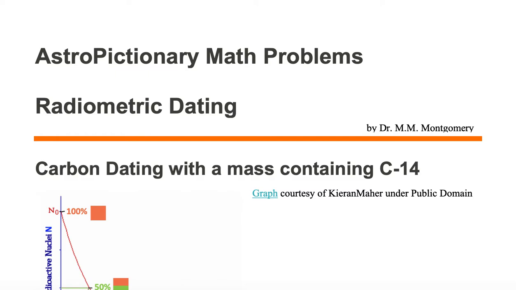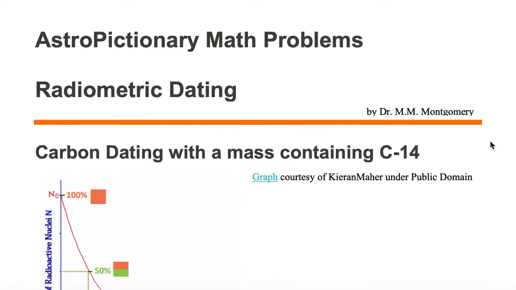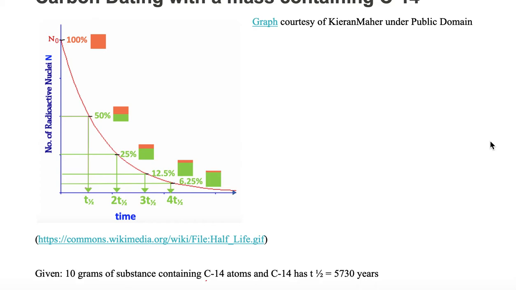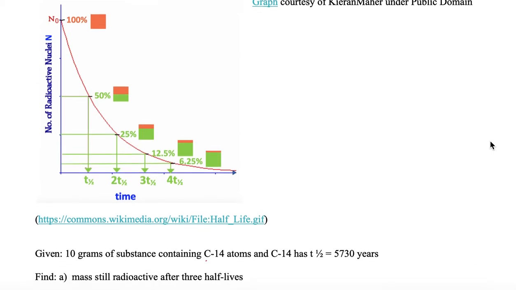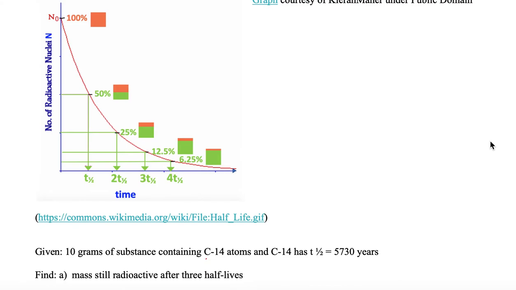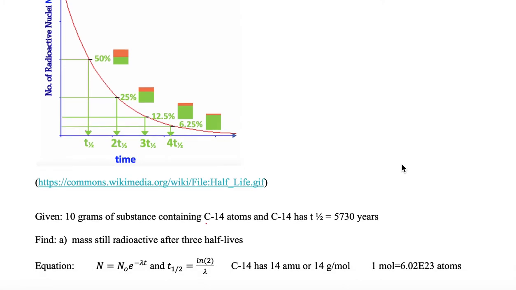In this AstroPictionary Math problem, we would like to go over radiometric dating, specifically carbon dating with a mass containing carbon-14. We're given 10 grams of a substance containing carbon-14 radioactive atoms, and we're also given the carbon-14 radioactivity half-life of 5730 years. We would like to find the mass that is still radioactive after 3 half-lives. So after 3 half-lives of time has passed, how much of the 10 grams is still radioactive? Our units at the end should still have grams in it.